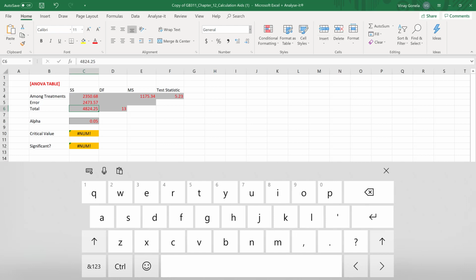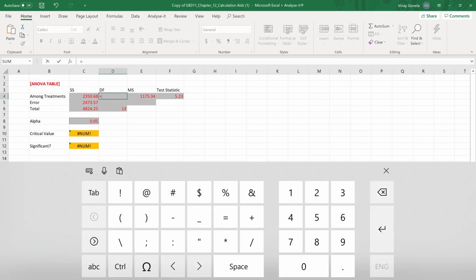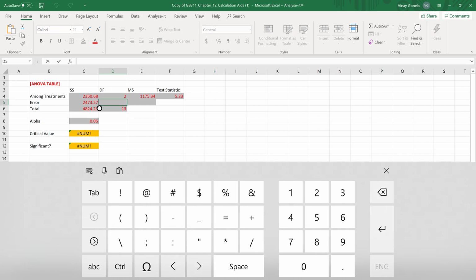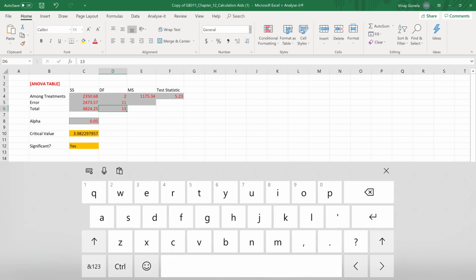And then this cell is going to be equal to this divided by this, so you have to calculate these by yourself. These are multiplication, addition and divisions. If I wanted to know this, it would be equal to the total minus the degree of freedom for treatment one. Hit enter. So you got your critical value and significant is yes.